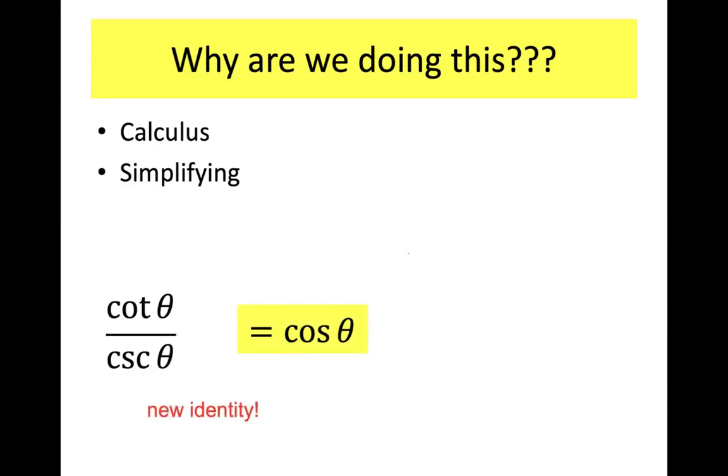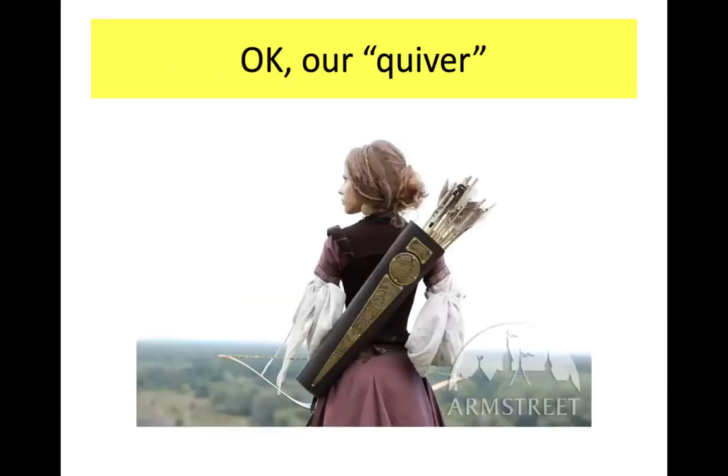By the way, we just introduced a new identity. You don't need to write this one down, but cotangent theta over cosecant theta is equal to cosine theta. So if you ever see that, you can simply rewrite it. Are you going to remember that one? Probably not. I'm going to refer to these as our arrows. You keep arrows in a quiver, and so these are the tools that we use to help us simplify a problem. We're going to get four of these today.